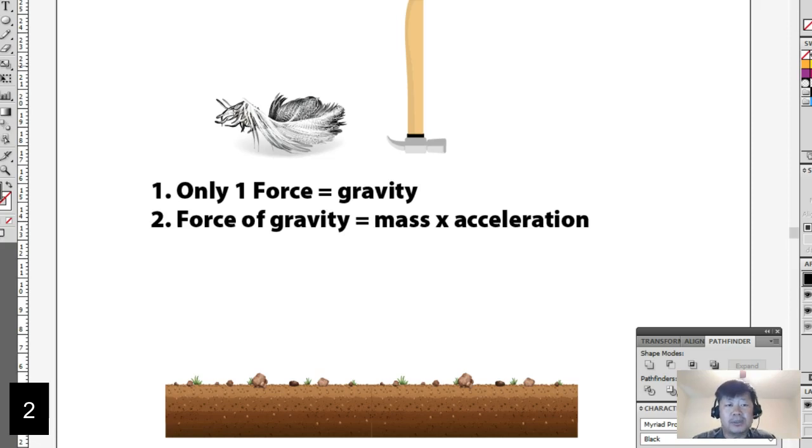So let's look at this equation. The force of gravity and mass are directly related. In other words, when the force of gravity increases, the mass also increases. When the mass decreases, the force of gravity decreases. Now, let's think about this. The lighter object, which is the feather in this case, has less mass. So the force of gravity to move that would be less. Let's look at the hammer. The hammer has more mass, therefore the force of gravity would have to be greater. So let's give you some numbers and see what happens.